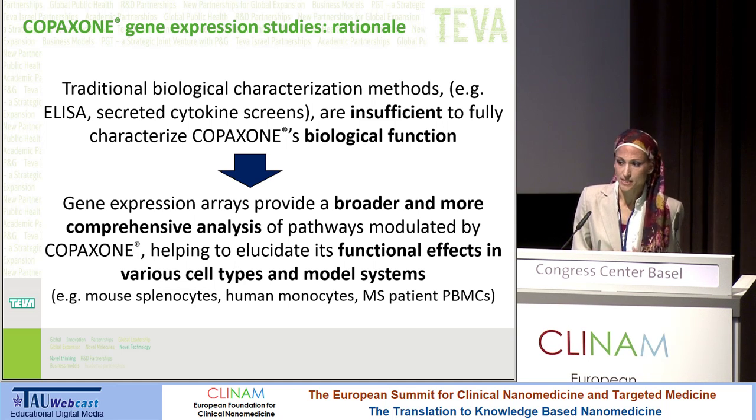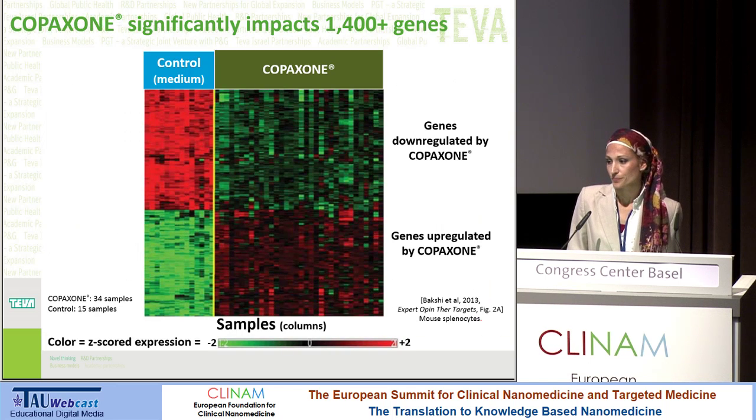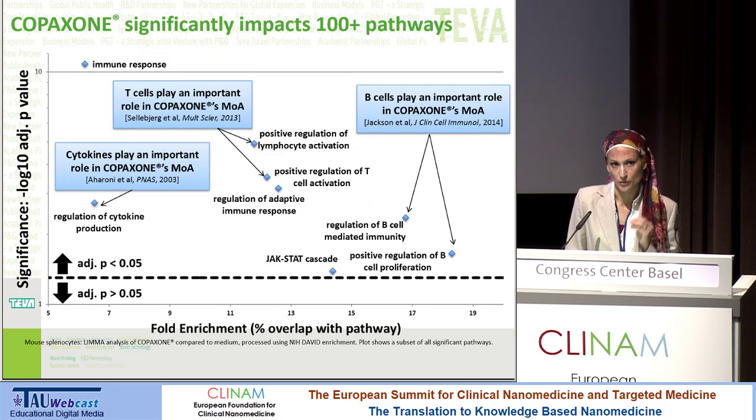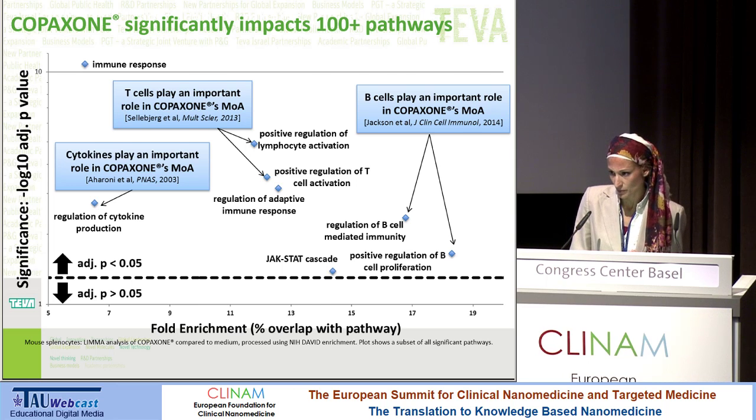And so with all the fantastic work that has been done over many, many years to elucidate Copaxone's mode of action, the traditional methodologies are still insufficient. And therefore, we have applied genome-wide expression profiling, which allows us in an unbiased way to look broadly and comprehensively across the genome and test many different cell types and model systems. And this is to show that the results when we characterize Copaxone show hundreds of genes affected and relevant pathways affected, validated by prior experimental data.